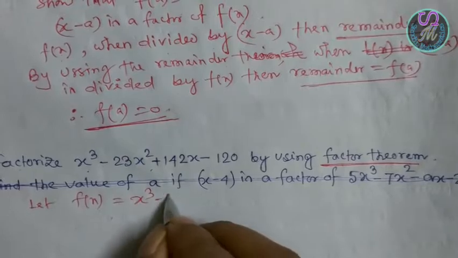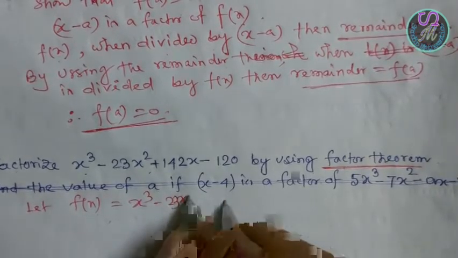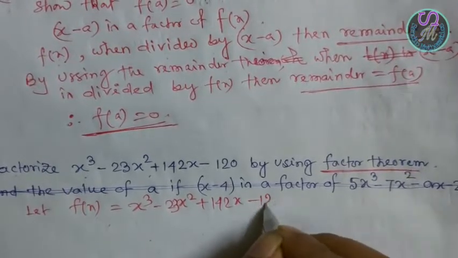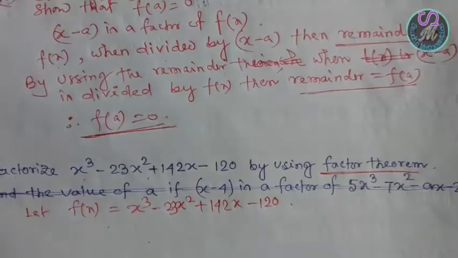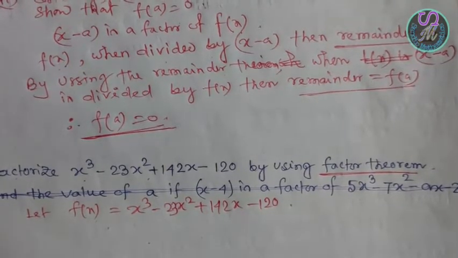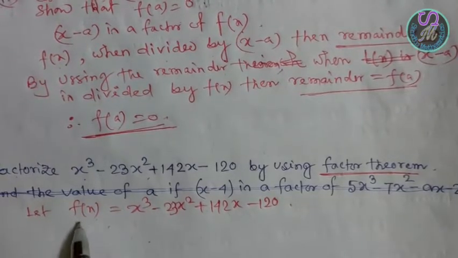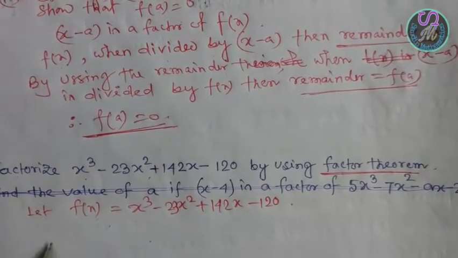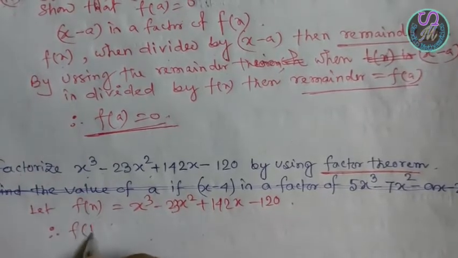This polynomial is x cube minus 23x square plus 142x minus 120. At first you have to consider this polynomial as f(x). Now by trial and error method we have to find the value of x for which the value of this function equals 0. So put x equal to 1, that means we have to find f(1).